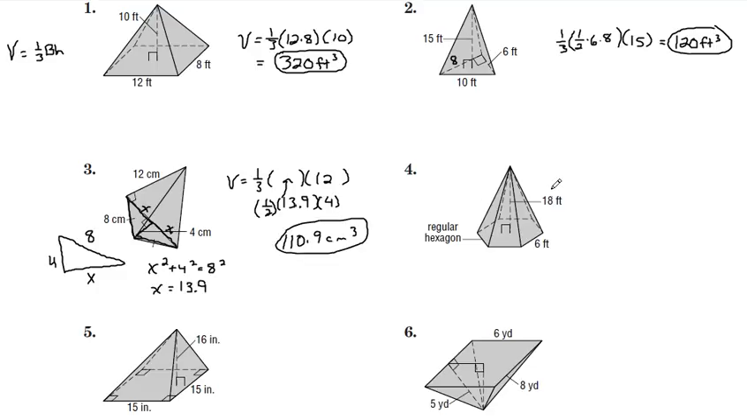Okay, for number 4, looks like we have a hexagonal pyramid. Now, 1/3 base times height. A lot of work here in the base. The height we see obviously is 18. Okay, each side of this is 6, and what we're going to do is make a triangle just to carve out a little piece of this right here, and we're going to drop the apothem straight down.